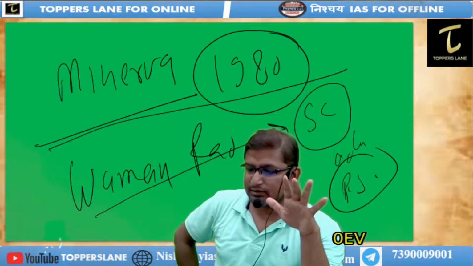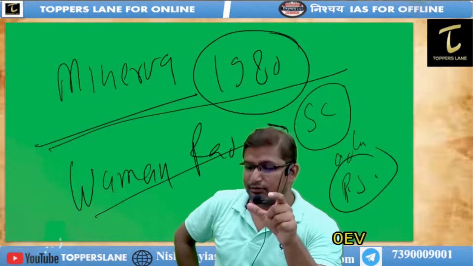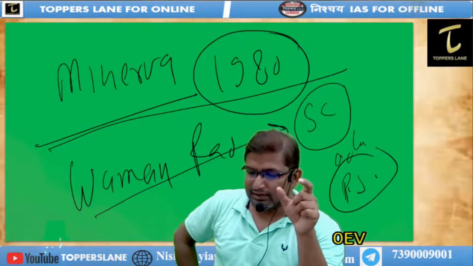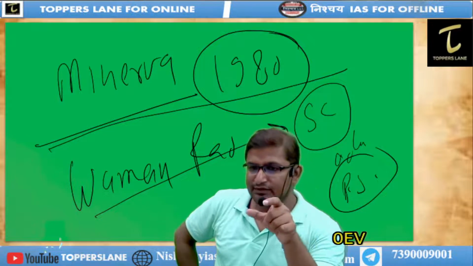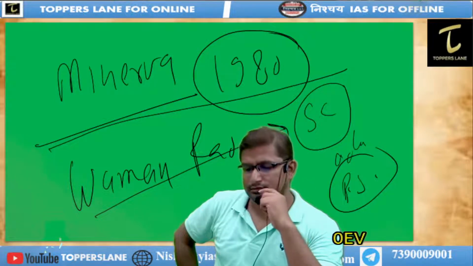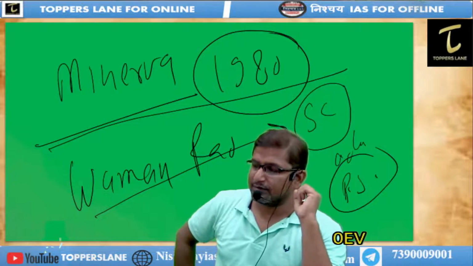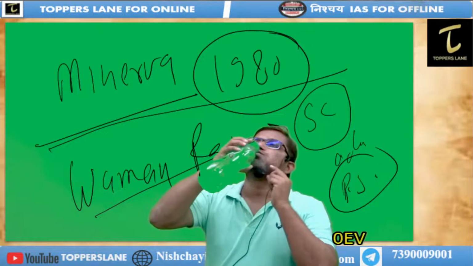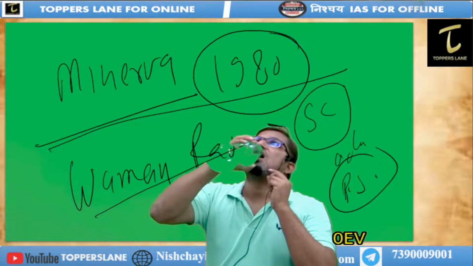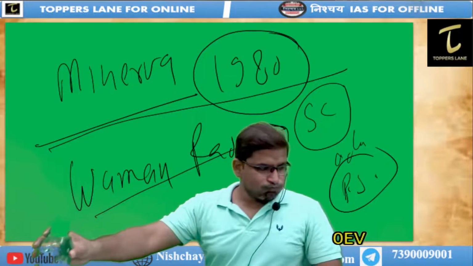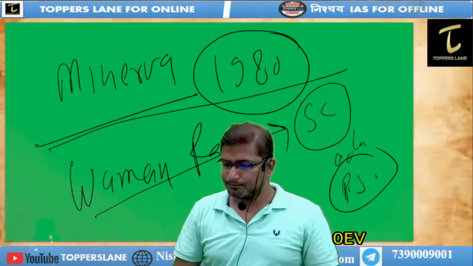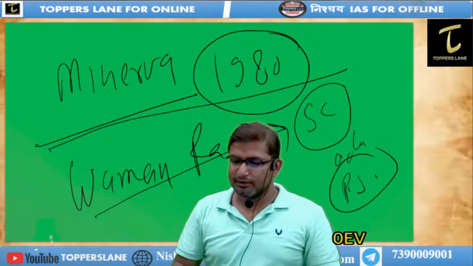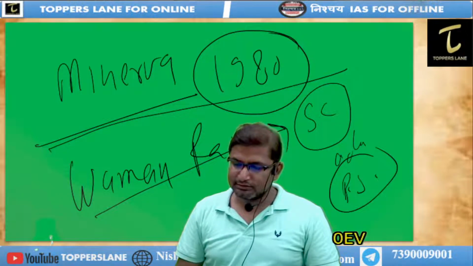ये कहानी समझ में आई? क्वेश्चन एग्जाम में ऐसे आएगा, लिख लो। Analyze the amendability of the fundamental rights. Analyze the power of the parliament regarding amendability of the fundamental rights.